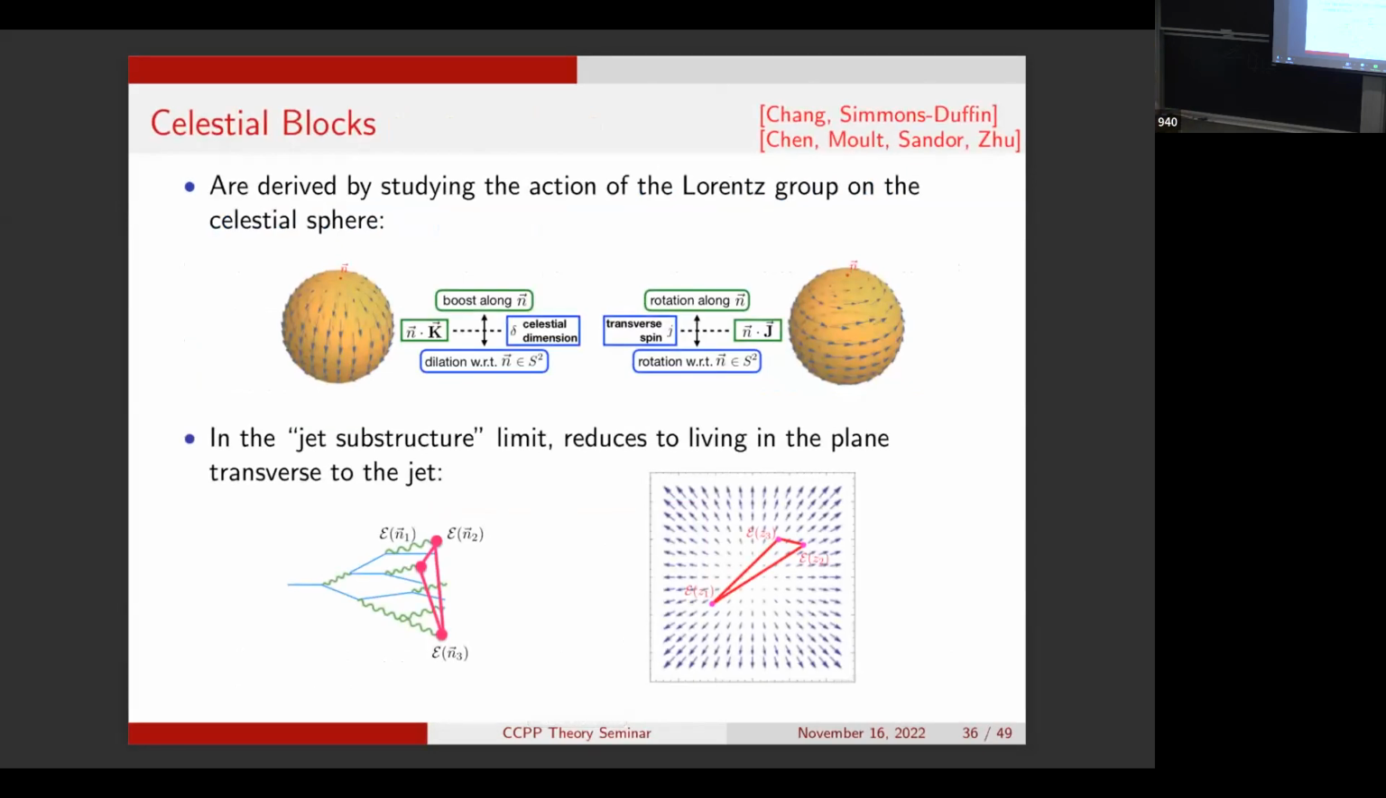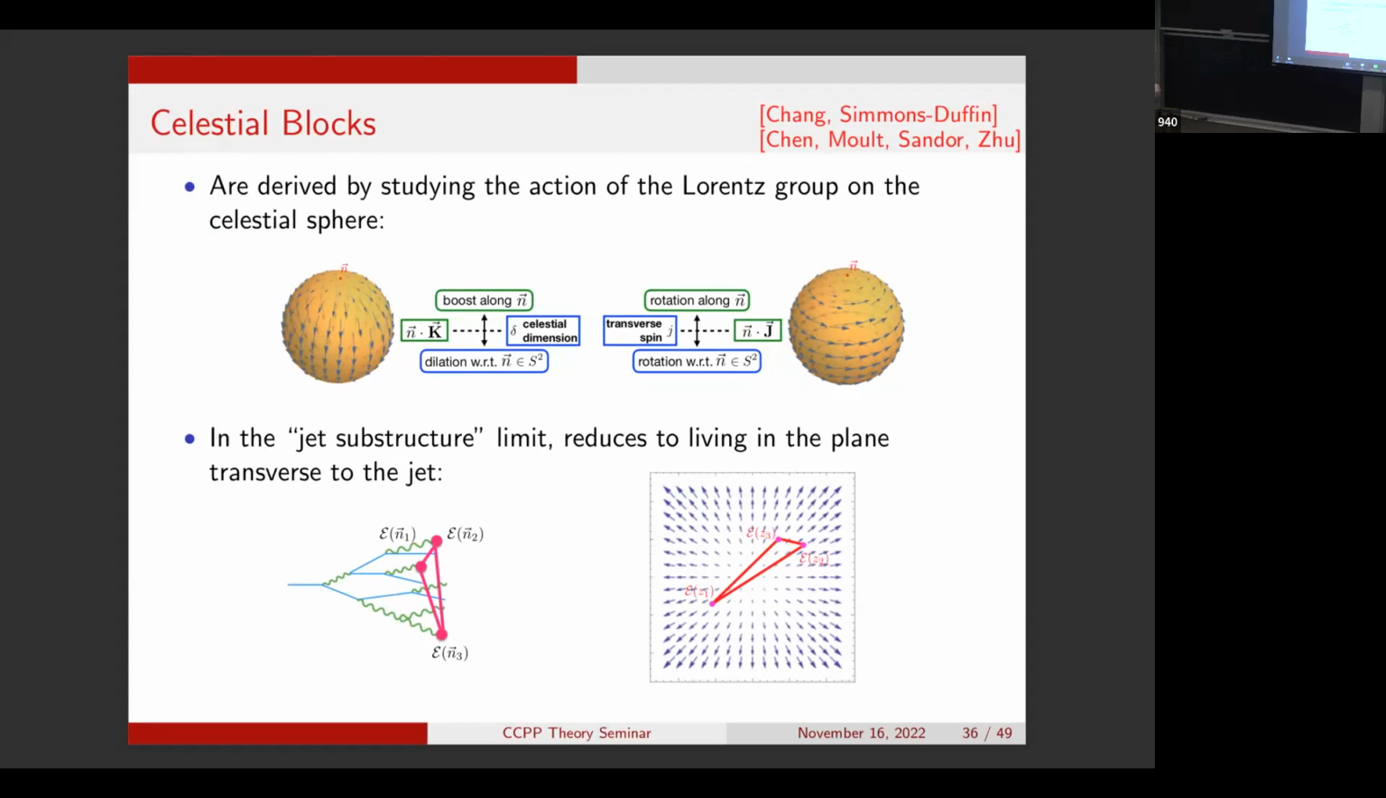And so what one can do is derive the particular structure of these blocks by studying the action of the Lorentz group on the celestial sphere. In particular, we'll have some quantum numbers under the boost along the particular direction of the detector, and then quantum numbers under this rotation. So these are of course just related to the collinear spin and transverse spin, which I described earlier.